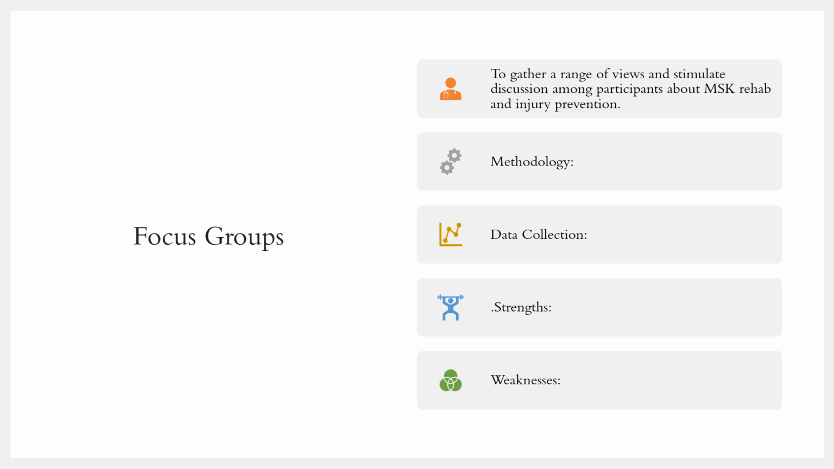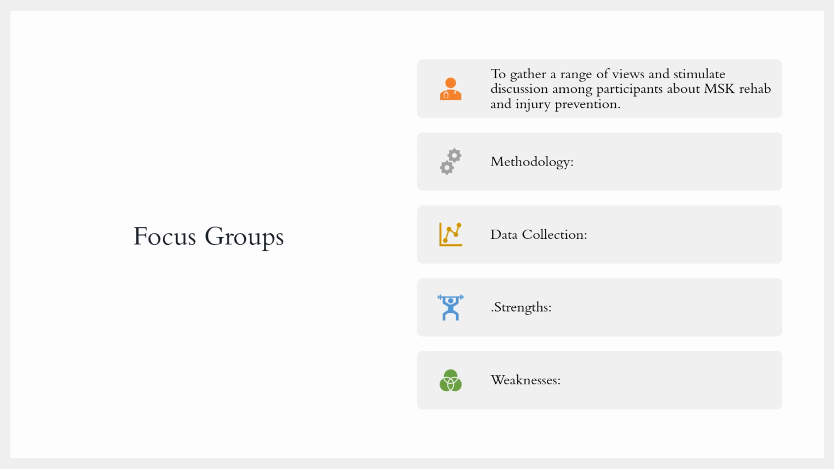So let's look at focus groups. The purpose of a focus group is to gather a range of views and to get discussions going among the participants about the area that you're investigating. The methodology is small group discussions, typically 6 to 12 participants, led by a facilitator who guides the conversation based on a set of topics or questions. Discussions are normally recorded and then transcribed. An analysis takes place to look at common themes.